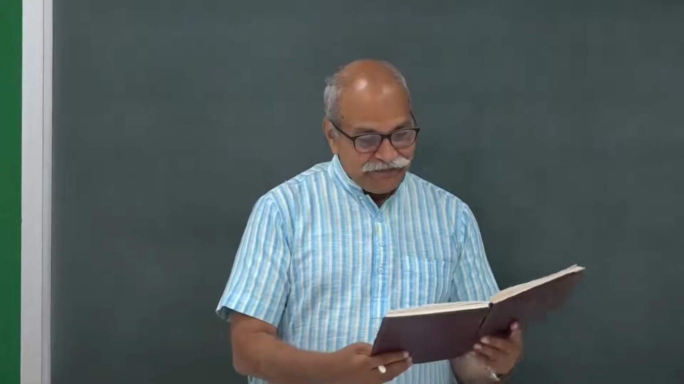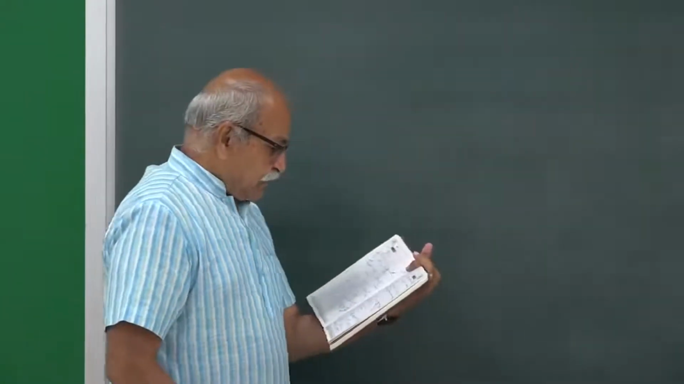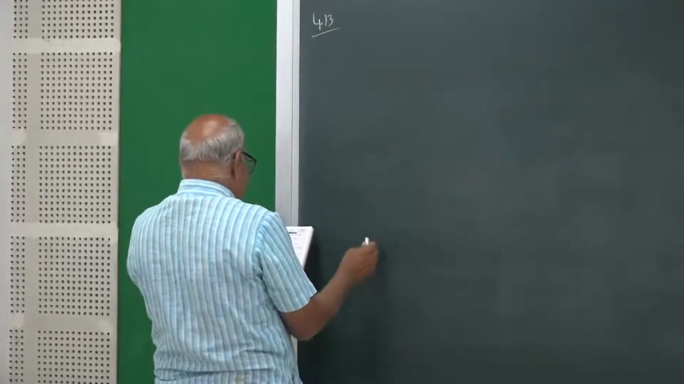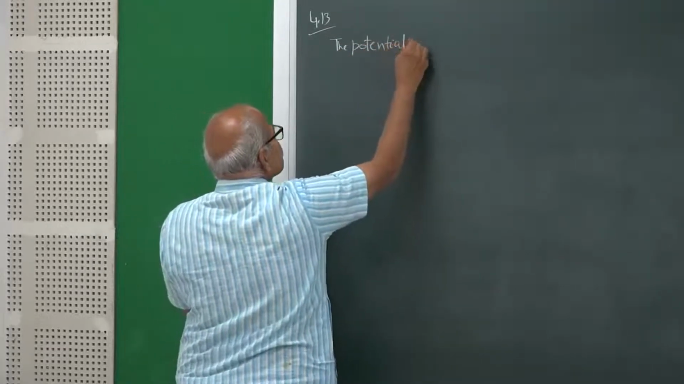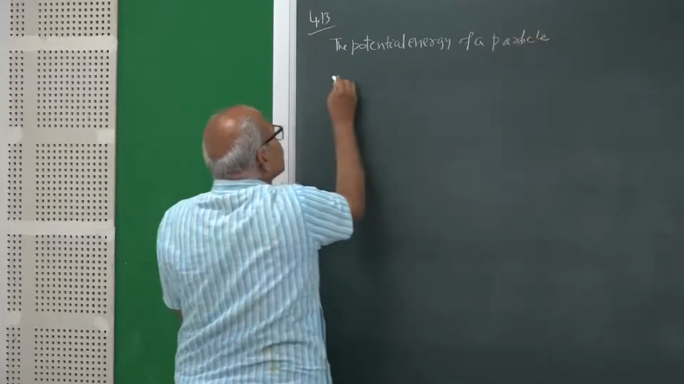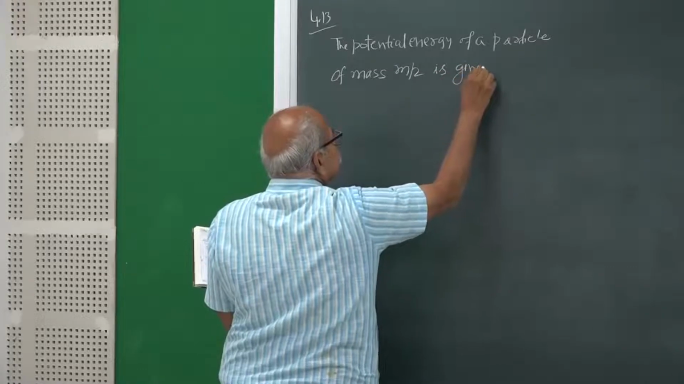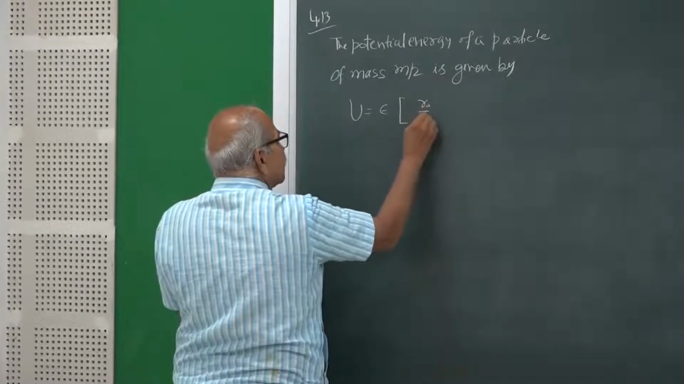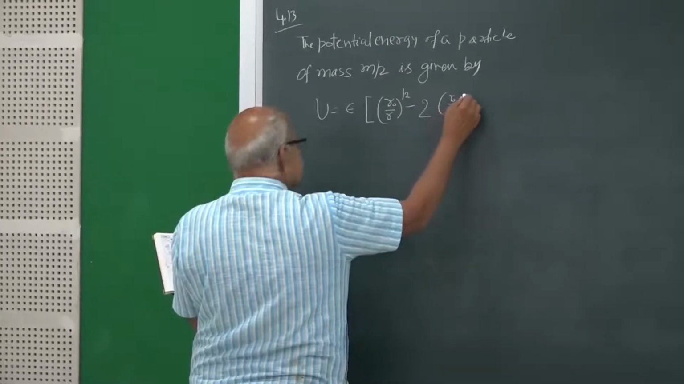So, I start with a problem which is based on this book by Kleppner and Kolenkow, question number 4.13, and it says that the potential of a particle of mass m by 2 is given by U equal to epsilon times r naught by r to the power 12 minus 2 r naught by r to the power 6.